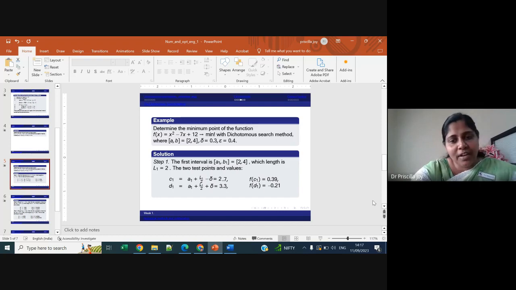So after finding it, we need to go to the first step. In the first step, we need to take the values as such. That is, what are all the values which are given? That is A1.